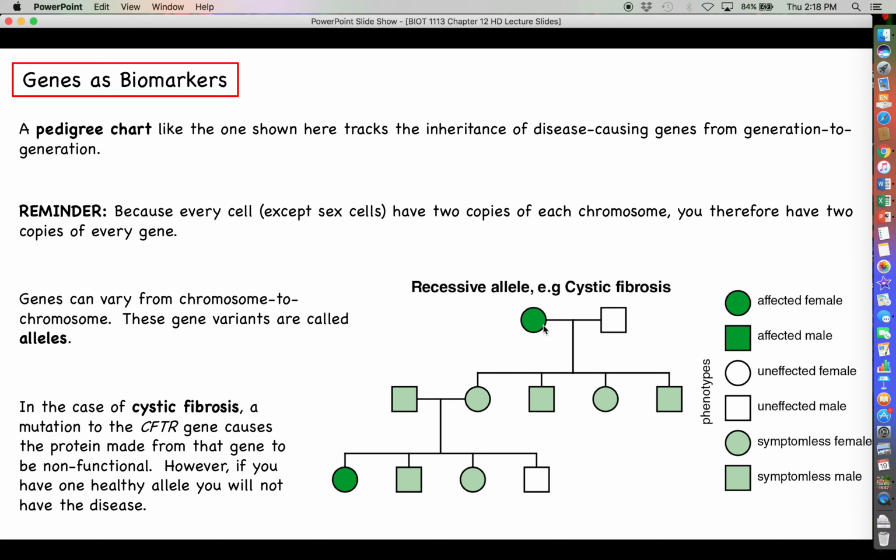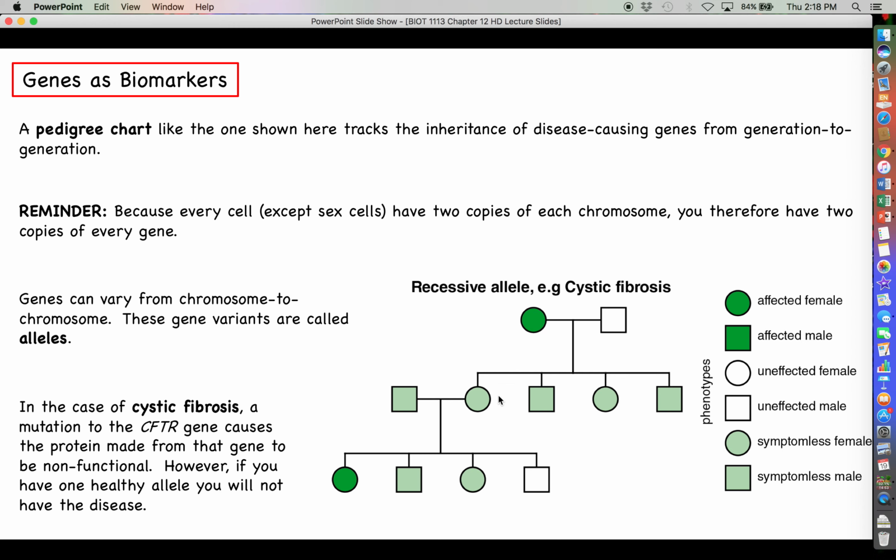Now, because she has two bad alleles and he has two good alleles, all of their children are guaranteed to be carriers because she's going to give one of her bad alleles and he's going to give one of his good alleles. So this is why they are shown in this kind of light green color. They are symptomless because they are carriers. They can get away with having one good allele and just one bad allele.